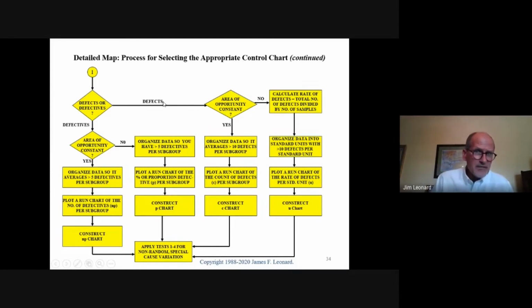If I'm just counting defects, is my area of opportunity to find a defect, my sample size, held constant? If yes, I go through the C chart for count of defects. If no, I go through the U chart for rate of defects.